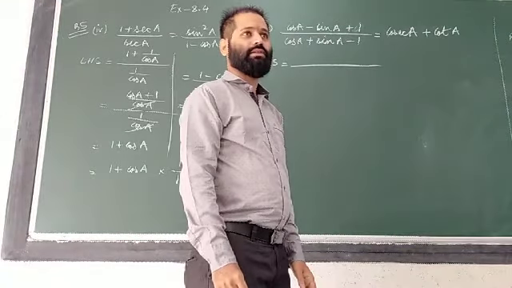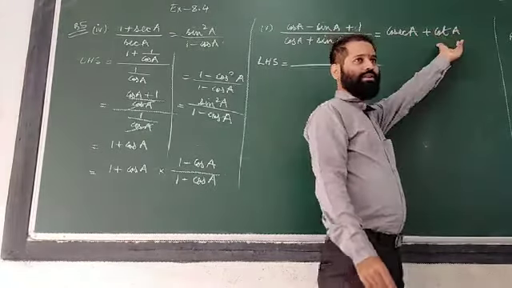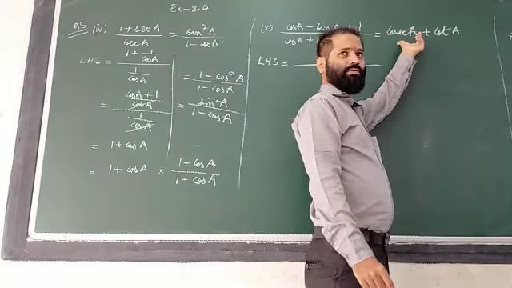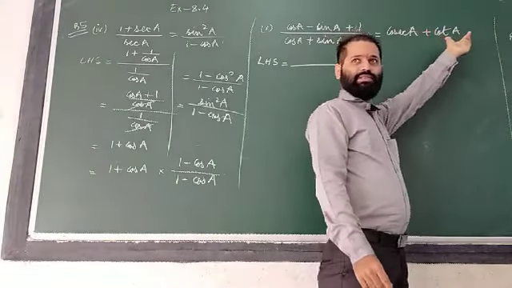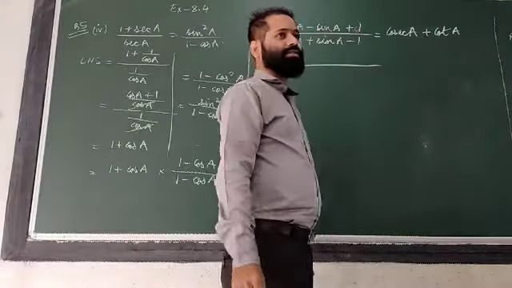Is it clear? Just in case if it is sec and tan, sec means 1 by cos and tan means sin by cos. So you are having cos, and in that case you will divide everything by cos. Any problem?